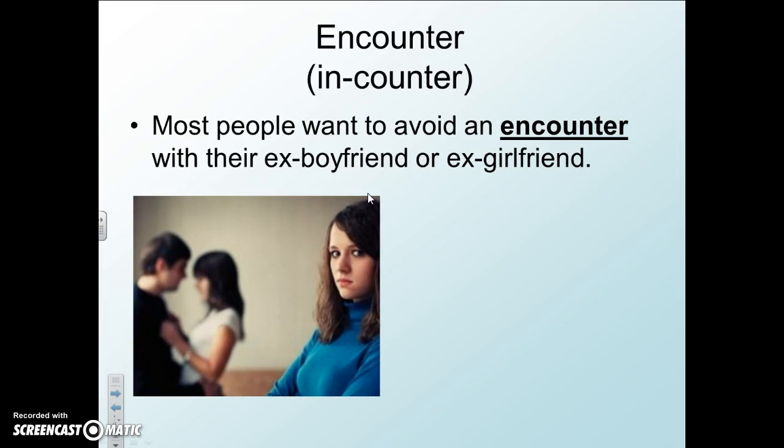Next, encounter. Most people want to avoid an encounter with their ex-boyfriend or ex-girlfriend. That's a meeting. You don't want to meet because it's super awkward because there are still hurt feelings. So you avoid the encounter with that ex-boyfriend or ex-girlfriend.